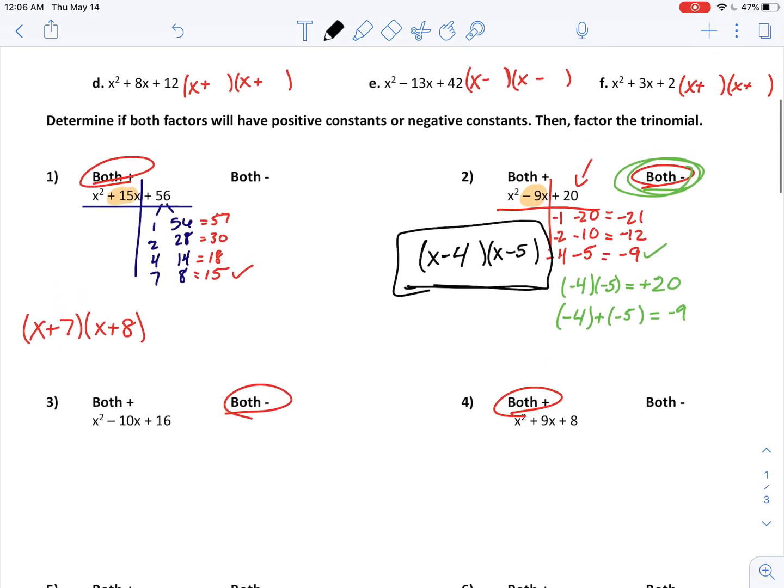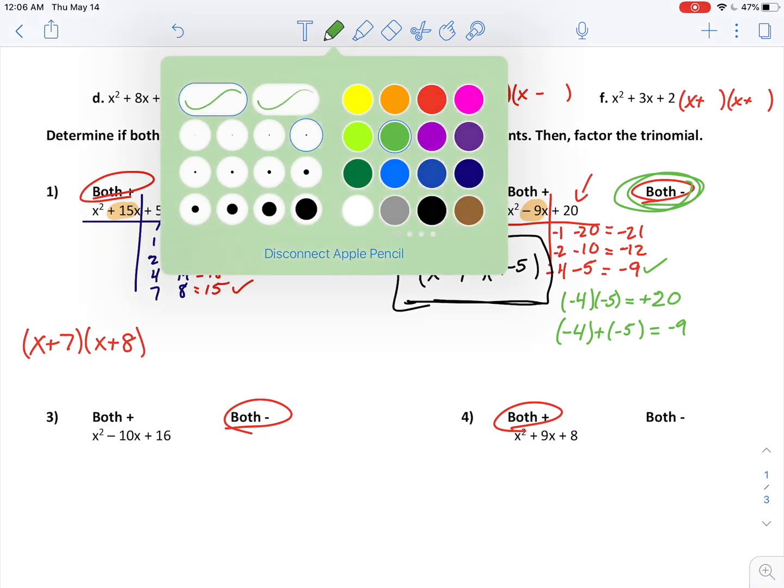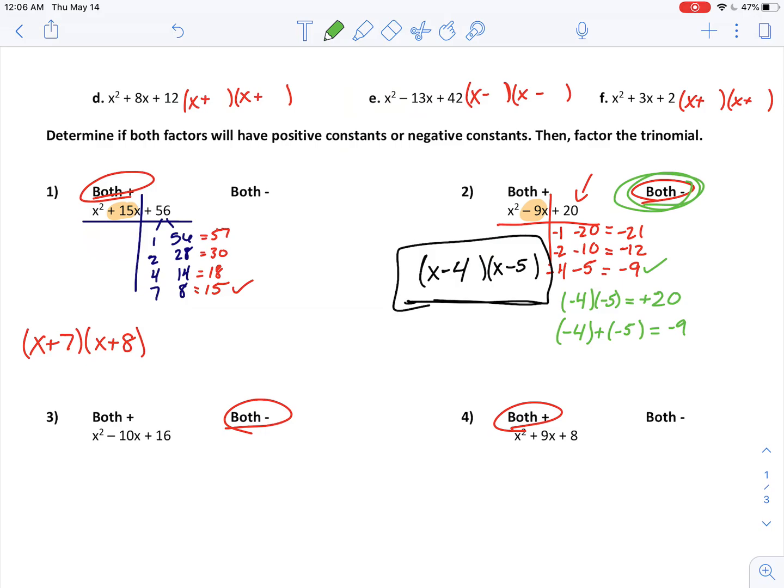So let's try these last two together. We'll make our t-chart. Nope, that's not the color I want. So we'll make our t-chart. Again, really trying hard not to cover up those numbers. And here I've got a positive last number and a negative middle number, so I'll have both negative.